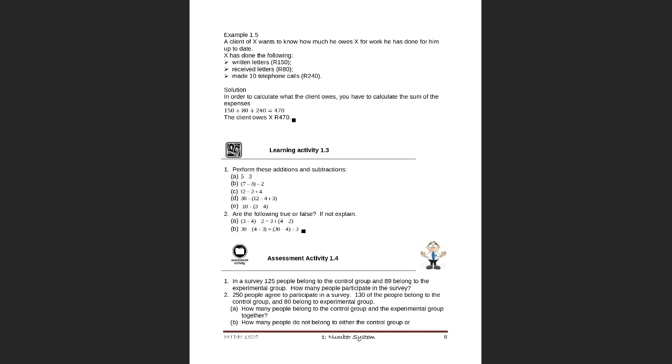So let's move on. So here is one where a client of X wants to know how much he owes X for work he has done for him up to date. X has done the following: written letters 150, received letters 80, made 10 telephone calls is 240. So when you add everything, you are going to get 150 plus 240 plus 80. Then you can see how much money the person owes.